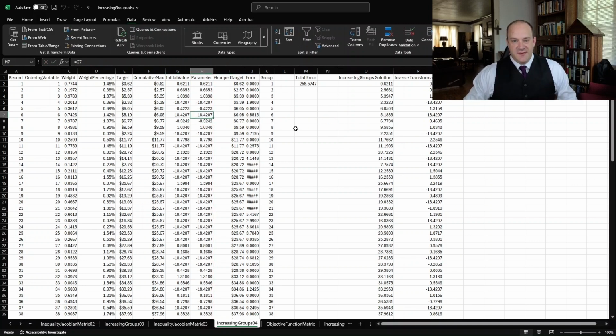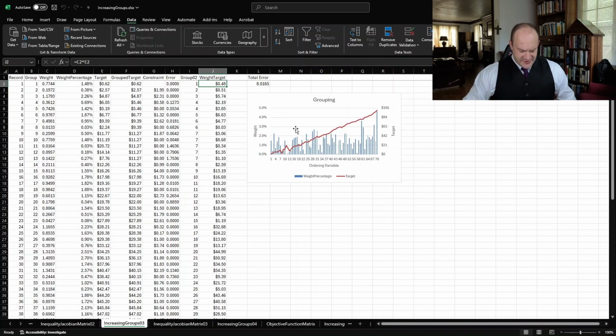That is how we are now representing the parameter. Column H is what is varying, but then we are transforming that in column I to give rise to the grouped target. Then we compute the weighted error, and here's the total error. You can run this if you like in Excel. We will not be running it here. Just for the sake of illustration, though, we will let this guy finish out.